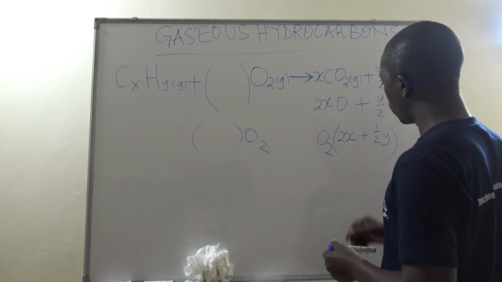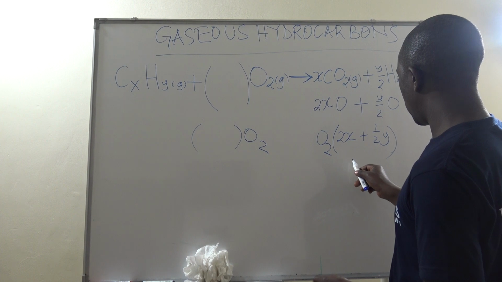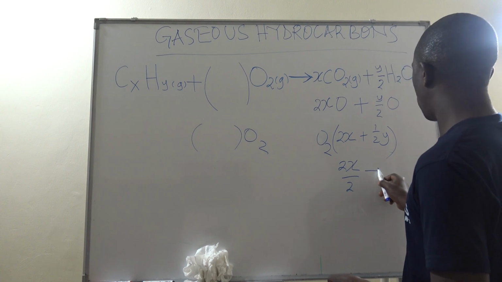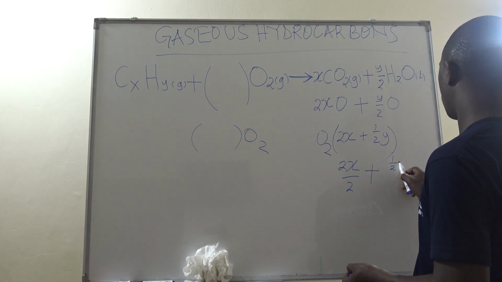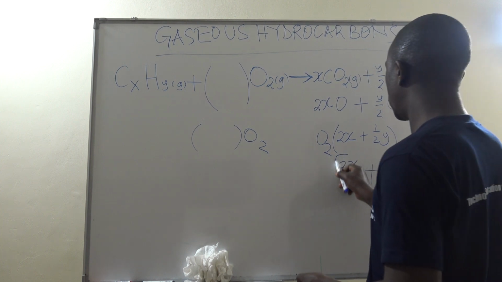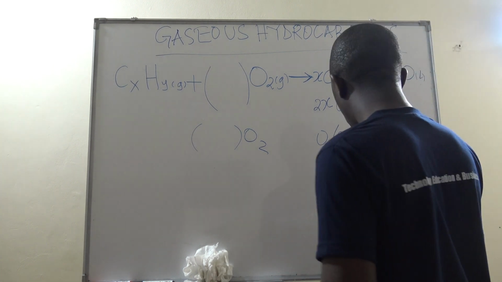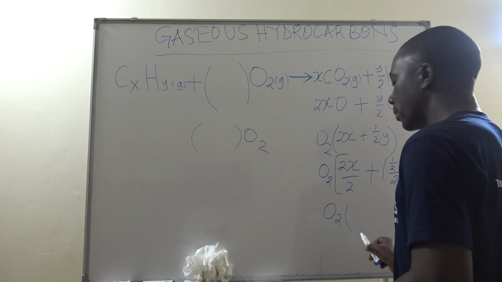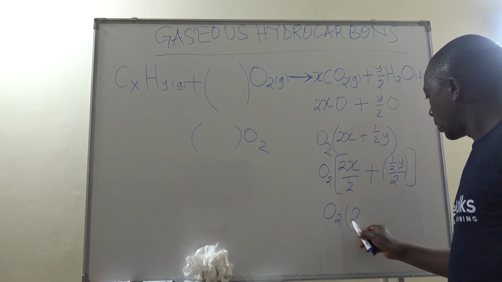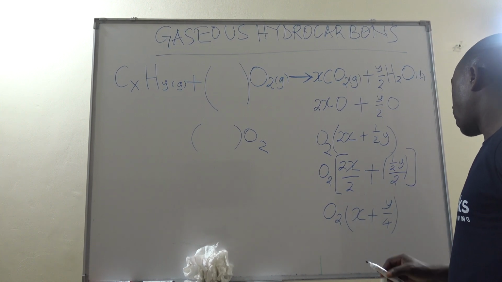So that's why I should make sure that if I have 2 here, then this is x, 2x out of 2, plus a half y, but out of 2 also. So the whole of this, if I'm multiplying it by 2 oxygen atoms, it will become equal to 2 oxygen atoms. This is x plus y over 4 in brackets.